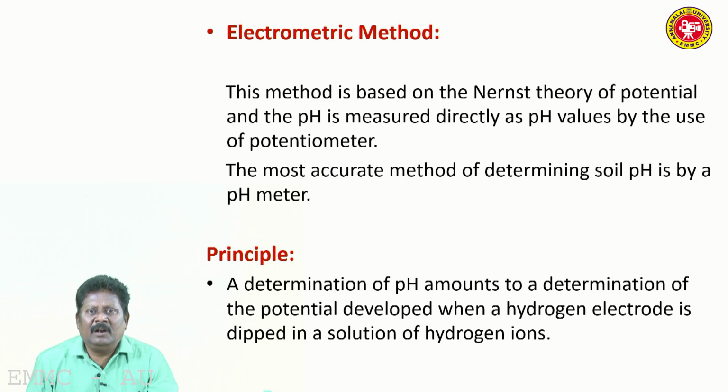The principle involved in pH determination is that the determination of pH amounts to the determination of the potential developed when a hydrogen electrode is dipped in a solution of hydrogen ion. When you dip the hydrogen electrode in a solution containing hydrogen ion, a small electric potential is developed. The electrode measures the potential of the solution, especially the hydrogen ion solution, which is the pH.